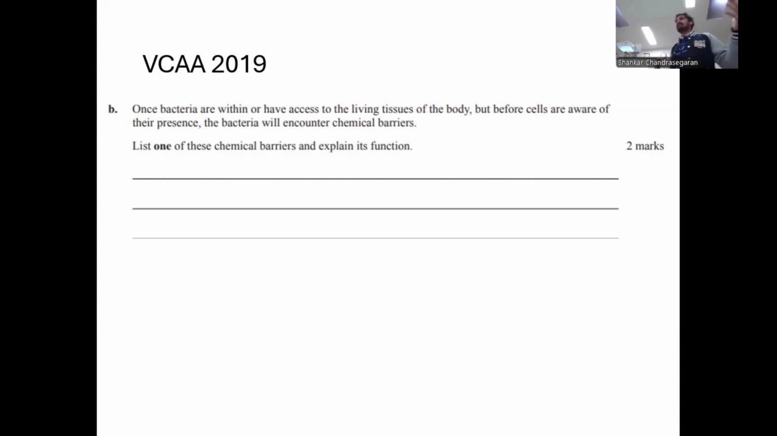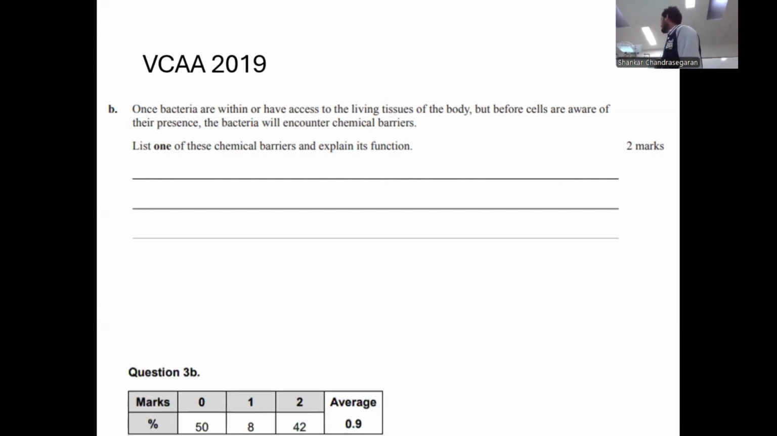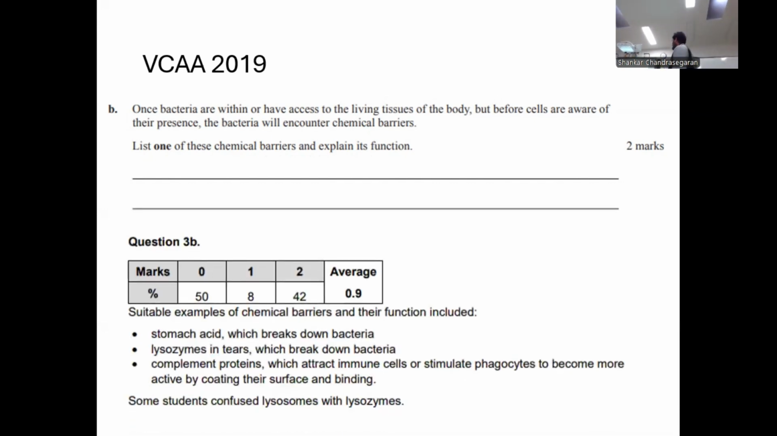Lysozymes, right? That is the enzyme, lysozyme, and lysosome is the organelle responsible for the production of that enzyme. So lysozyme and lysosome are different. You guys need to make sure you know the difference as well. But yeah, basically, that's one of the examples, right? The lysozymes in our tears and our saliva are very strong, very capable of breaking down bacteria.